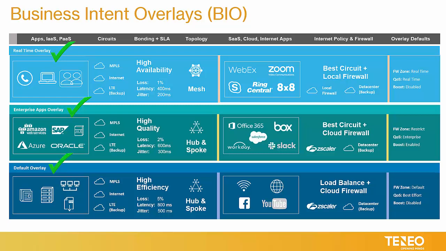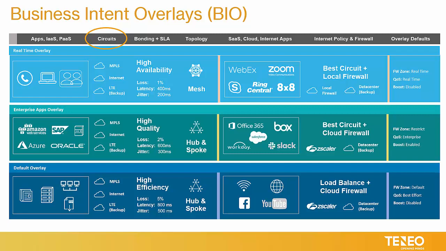Let's talk about how we can customize our overlay network using BIOS based on application characteristics. We'll use the real-time overlay to get a better understanding of the power of the BIO construct. The enterprise app overlay and default overlays will not be discussed specifically, but keep in mind the same concepts apply. Looking at the column headers at the top, left to right, we'll start with circuits. We have determined that 3 transports will be used to carry real-time traffic, but this is easily modified with a simple drag and drop from the orchestrator's GUI.